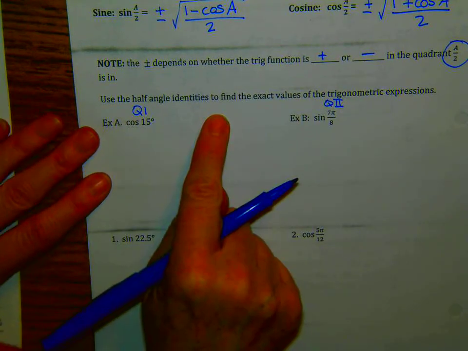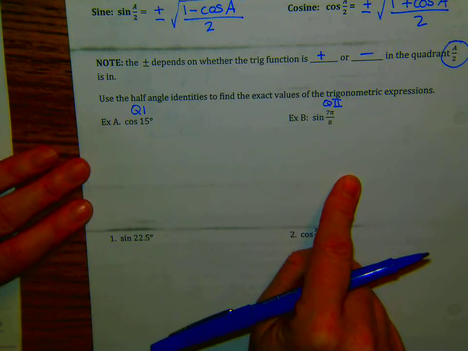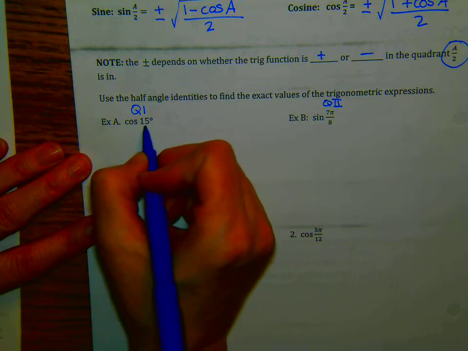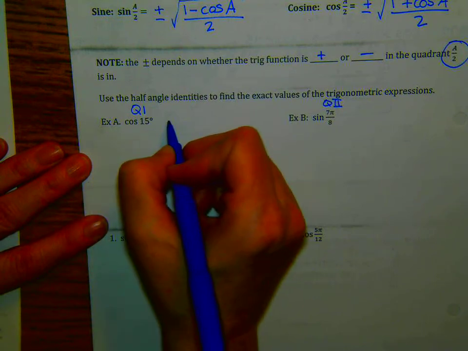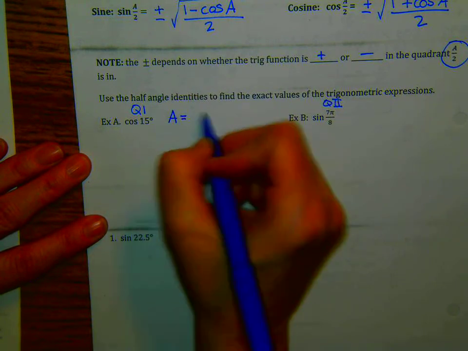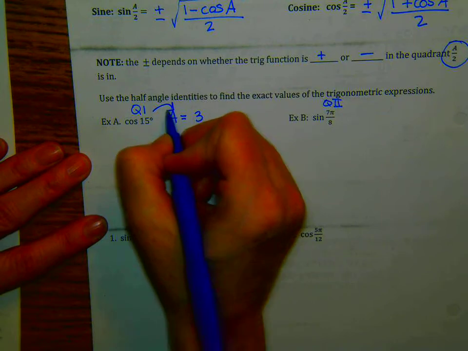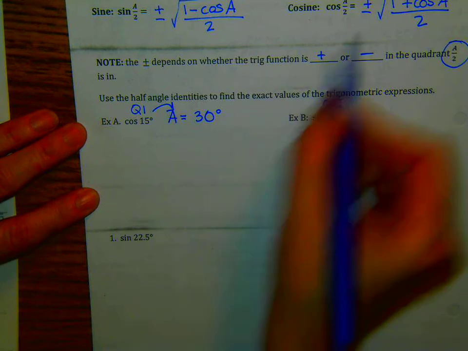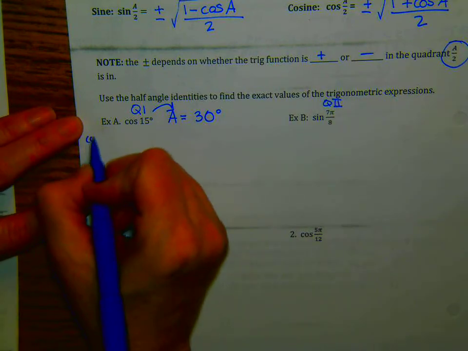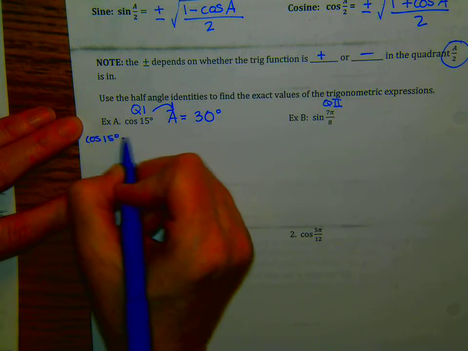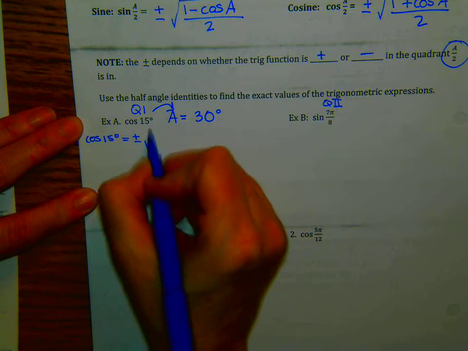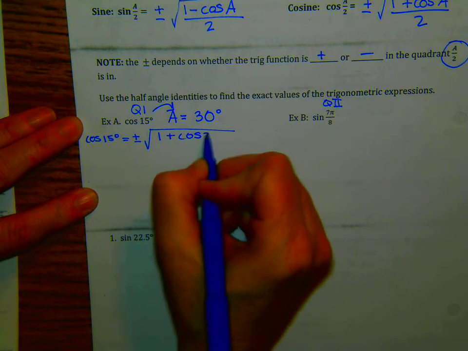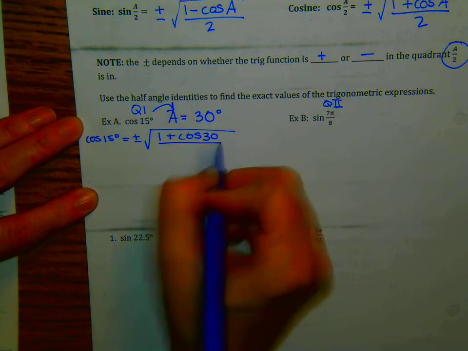Use the half-angle identities to find the exact values of trig expressions. So the first thing we need to do is find our a. Our half angle is 15, and a is going to be the double of that. A is going to be 30. So first thing we do, double it. Now let's use our formula. We're solving for the cosine, so we're going to use this formula. The cosine of 15 degrees is equal to the positive or negative square root of 1 plus the cosine of 30 degrees, over 2.